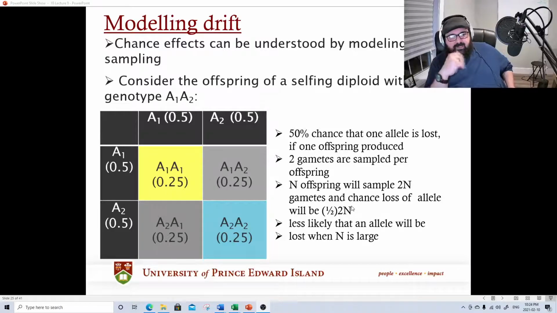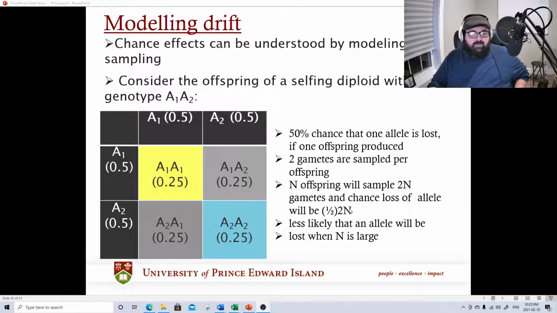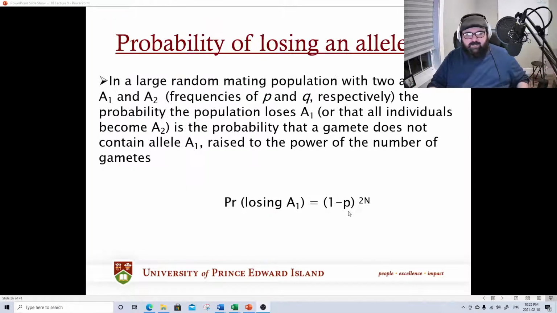That means if we extend this a little bit, we assume two gametes are sampled per offspring, which makes sense because offspring are made of one from one parent, one from the other parent. If there is n number of offspring, the chance that an allele will be lost is half to the power of 2n. Obviously, the larger n is, the less likely it is that an allele will be lost. But the chance that we'll lose an allele in any given population is half to the power of 2n, assuming 50%. So A1 and A2 at 50% each.